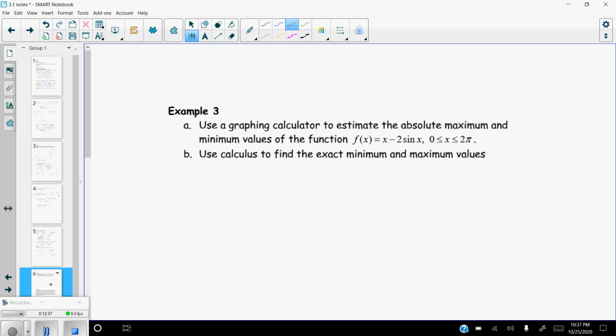Okay, let's go ahead and put this into more of an application. Same idea. And we're going to assume that we're not going to be able to use a calculator on this stuff. So even though it says use a graphing calculator to estimate, we are not going to do that part. We are going to use calculus to find the exact max and the exact minimum.